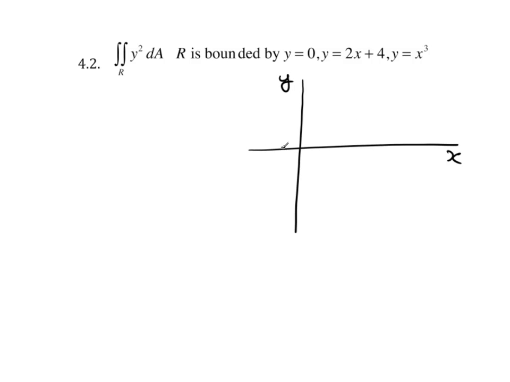y equals 0 is the x-axis. y equals 2x plus 4 is going to look something like this. You see this is going to be at negative 2. It's going to be at 0. x cubed will look like this. And these will intersect someplace.